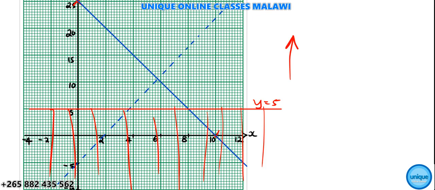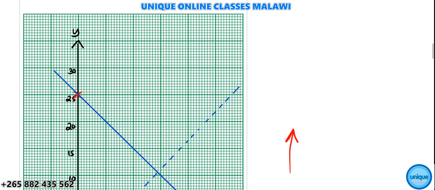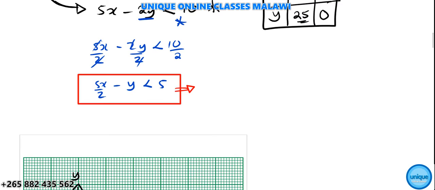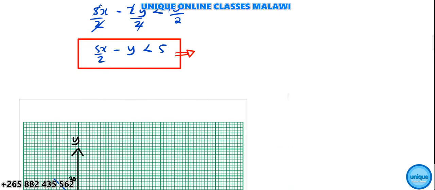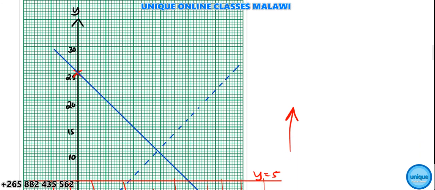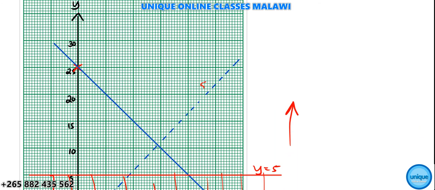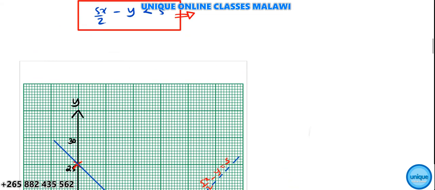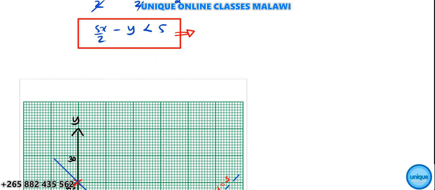When I drew the dotted line, it was this one. Y, I mean 5x over 2 minus y is over 5. So here you have 5x over 2 minus y is equal to 5. So it's less. It's less.